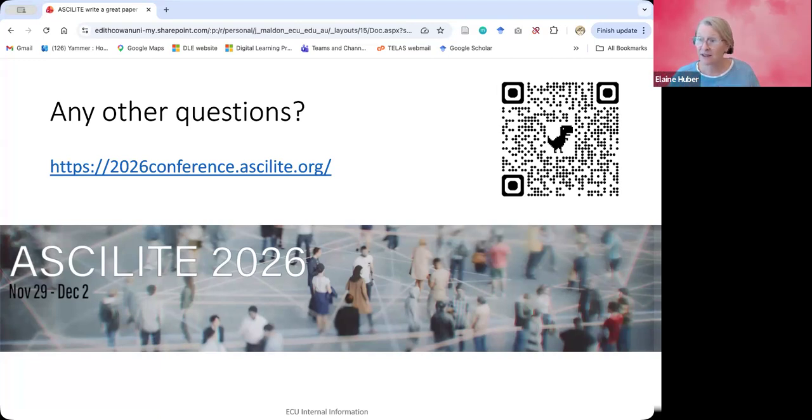And where they're all connected is around technology enhanced learning. All of the people who come to the conference have a real passion or a desire to learn more about how to integrate technologies into their learning and teaching.